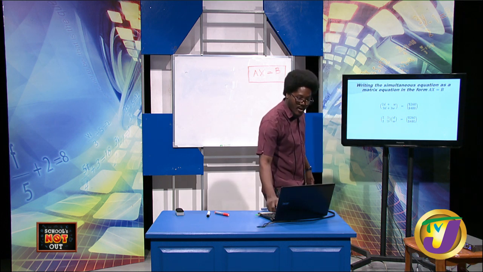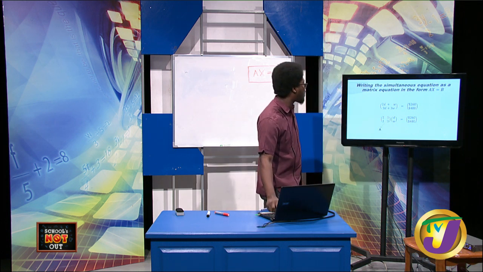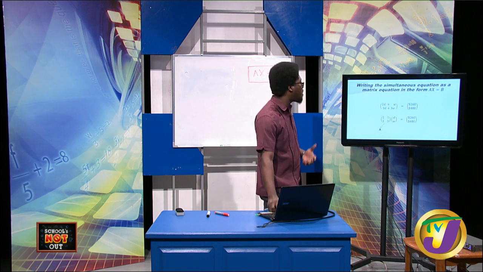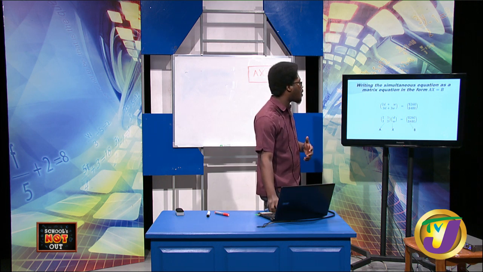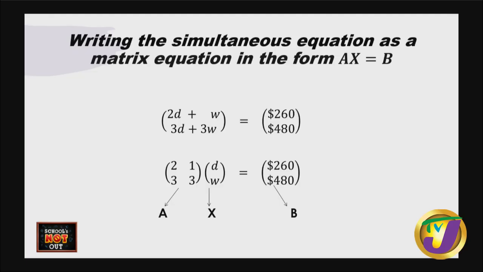We now have A, which is what we call the matrix of coefficients. We have our X, which is the variable matrix, and we also have our B, which is what we sometimes call the solution matrix, and there are other names for them out there. So don't be too thrown off if the names don't align with what you would have learned so far.